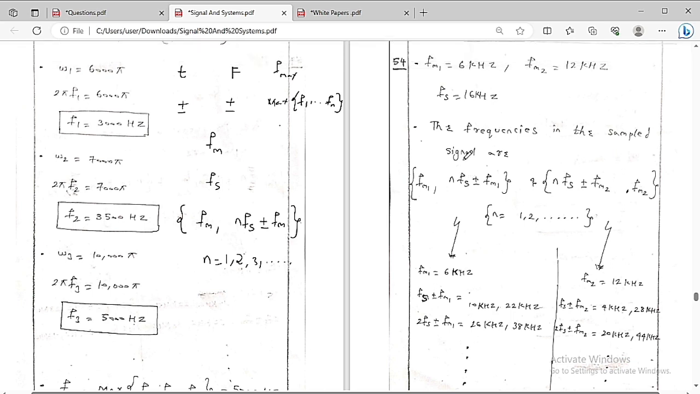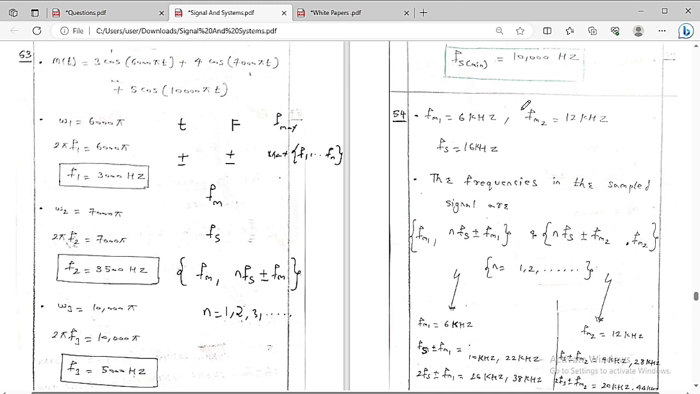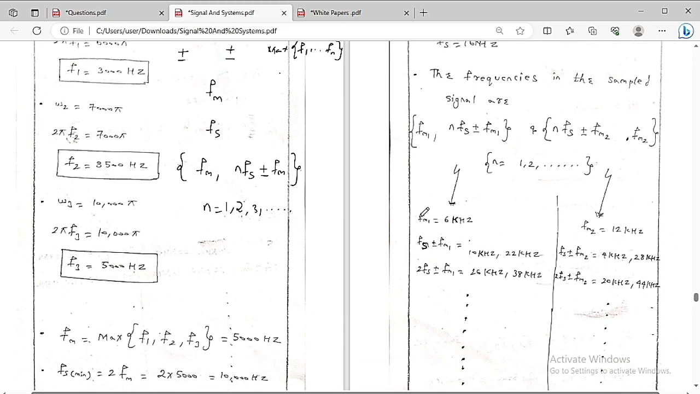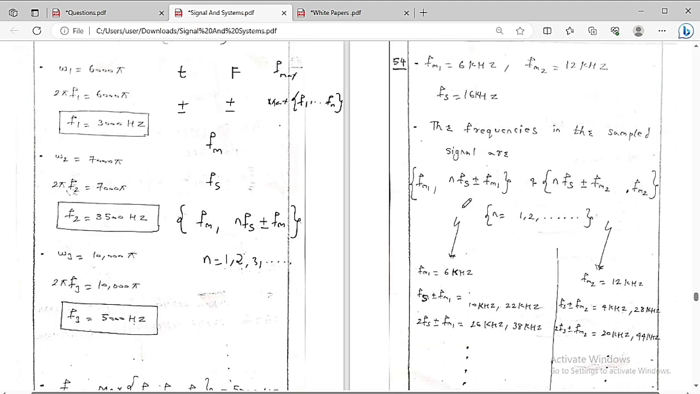This is the frequency content of the input signal that we are going to sample, and because of the sampling, these are the frequencies which are going to be present in the sampled signal. What is FM1? Already we know it is 6 kilohertz. Just substitute in this formula: FM1 is 6 kilohertz and Fs is 16 kilohertz, with N equal to 1, 2 and so on. Finally you get FM1, which is 6 kilohertz. Then if you substitute N equal to 1, you get Fs plus or minus FM1, which gives 10 kilohertz and 20 kilohertz.